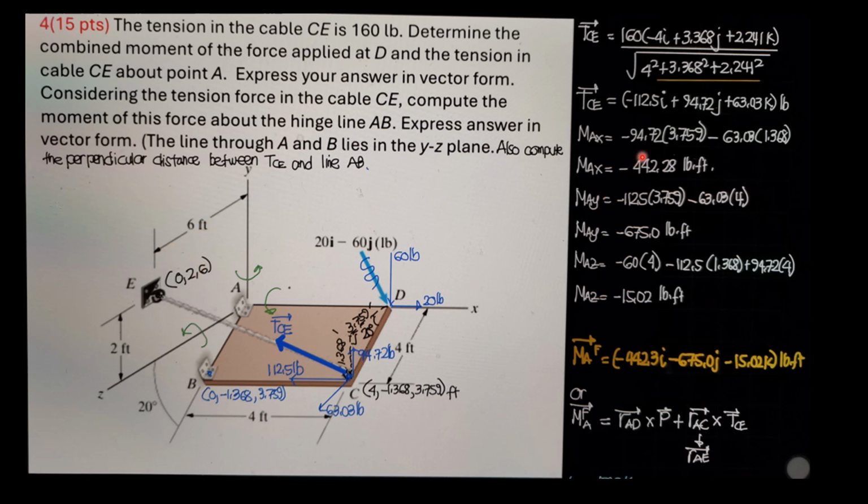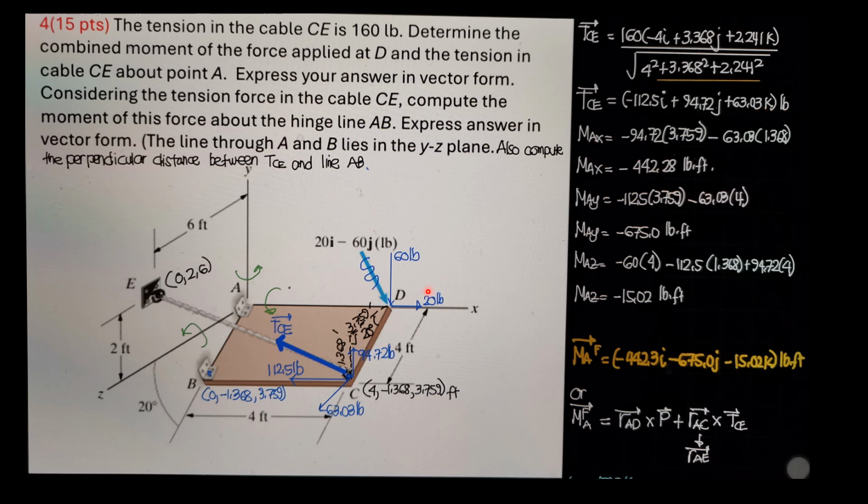So tension CE therefore is the magnitude, directed from C to E, so the coordinates of E minus the coordinates of C. So 0 minus 4, that's why we have negative 4i. 2 minus negative 1.368 is positive 3.368j. And 6 minus 3.759 is 2.241k, divided by the magnitude, which is the square root of 4 squared plus 3.368 squared plus 2.241 squared. Simplifying, we have negative 112.5i plus 94.72j plus 63.03k pounds.